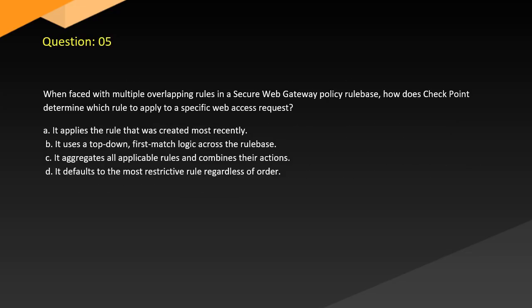Question 5. When faced with multiple overlapping rules in a secure web gateway policy rule base, how does Check Point determine which rule to apply to a specific web access request? A. It applies the rule that was created most recently. B. It uses a top-down first match logic across the rule base. C. It aggregates all applicable rules and combines their actions. D. It defaults to the most restrictive rule regardless of order.